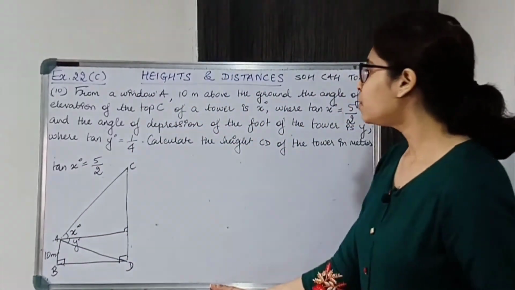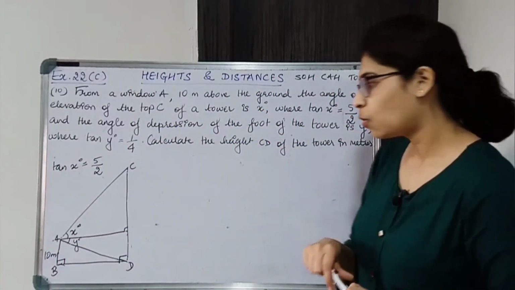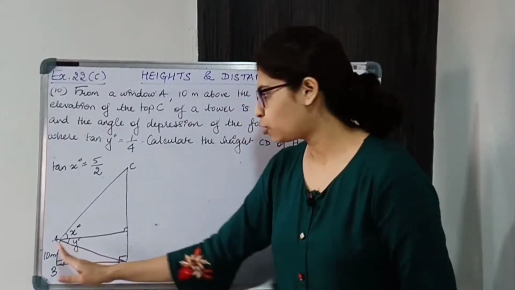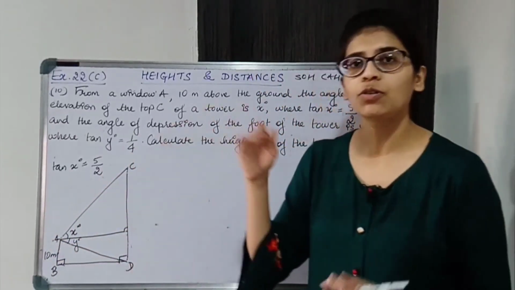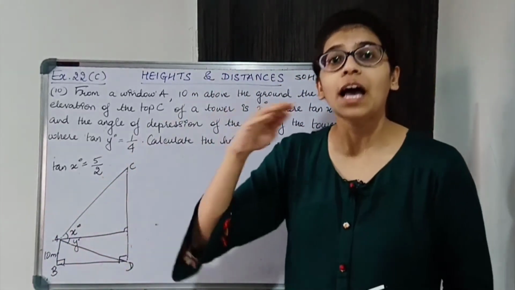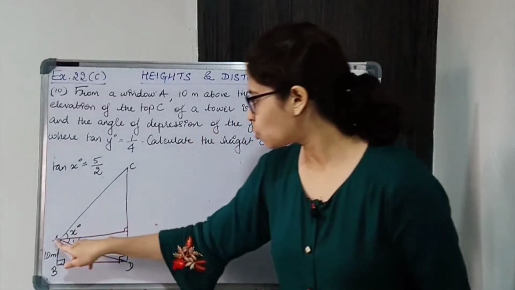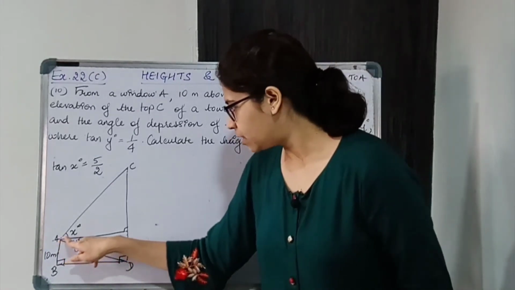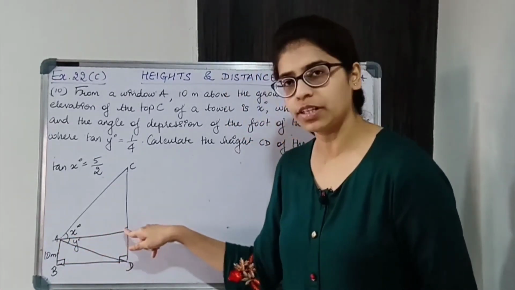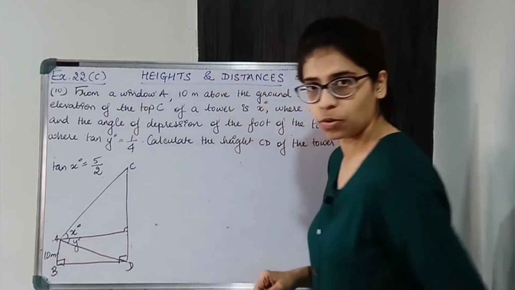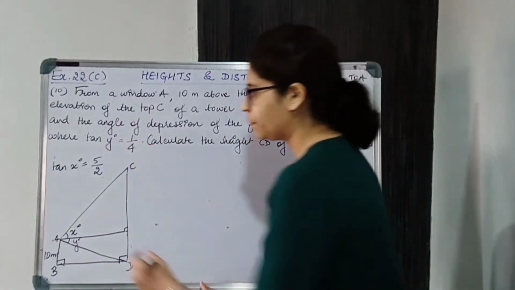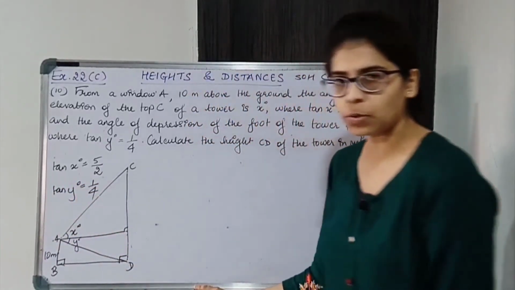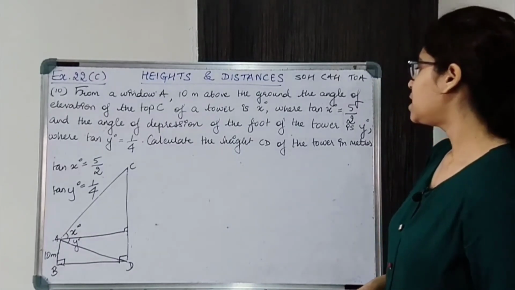Now the angle of depression of the foot of the tower is y degrees. So from the same point, from the same window, you are observing the foot of the tower. First you saw the top of the tower, now the foot of the tower. So when you are looking from a higher level to a lower level, angle of depression is formed. Okay, so this is line of sight. Okay, sorry, this is line of sight AD and this is horizontal. So the angle between line of sight and horizontal, this will be y degrees. Okay, now again we are given tan y, it is 1/4. Okay, now calculate the height CD of the tower in meters.